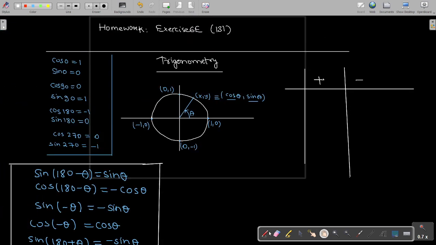Now, in the first quadrant, both are positive. First quadrant, sine is positive and cos is positive. The second quadrant, tell me what is positive and what is negative.